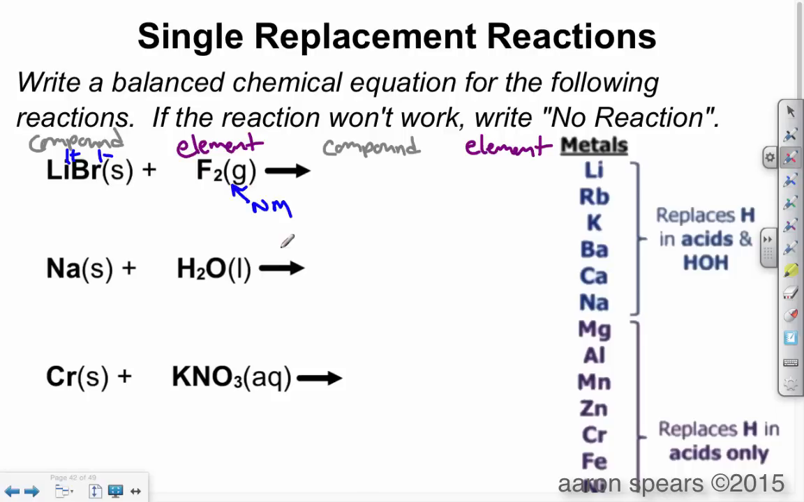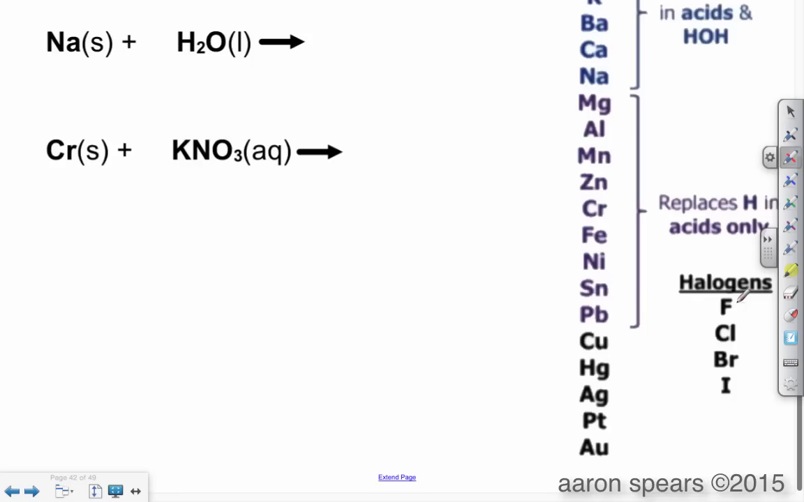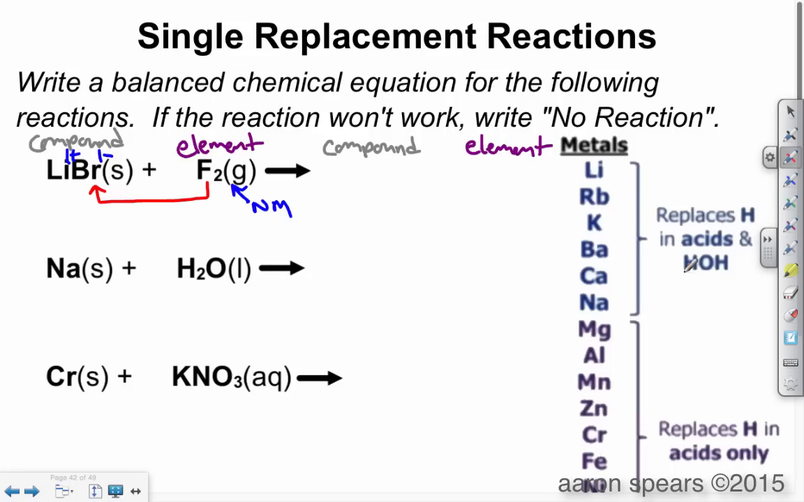Fluorine is a nonmetal, and as a nonmetal, it will try to replace the anion bromide in the compound with lithium. To see if this reaction will take place, we look at the activity series for halogens, and we notice the positions of fluorine and bromine. Fluorine is higher on the list than bromine, thus this reaction will take place, and fluorine will replace bromine and will form a new compound with lithium.